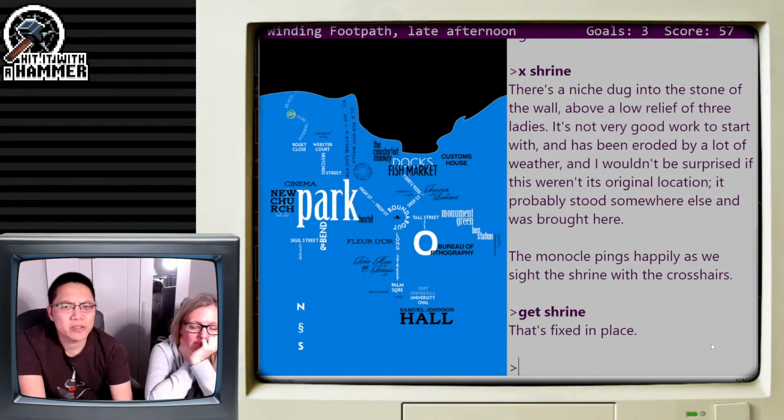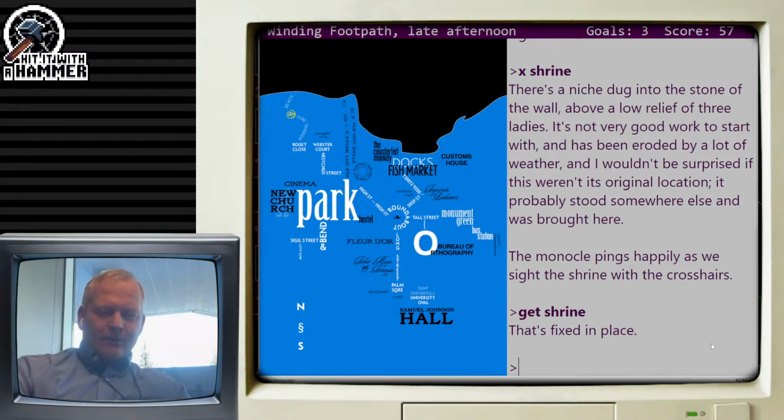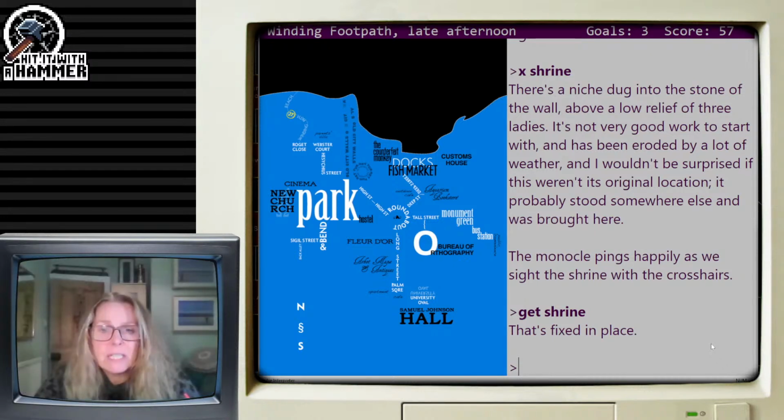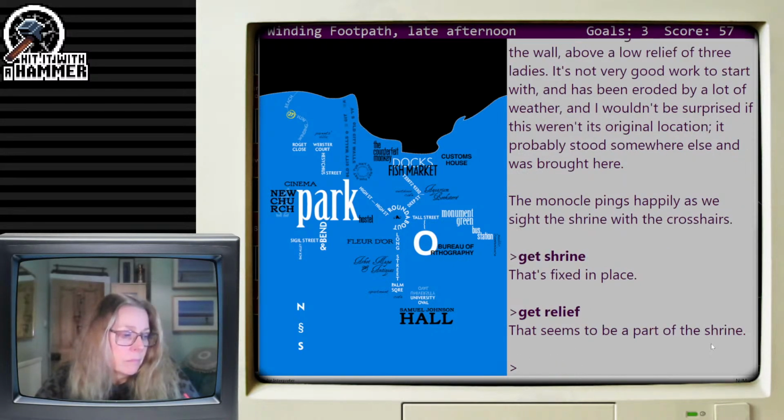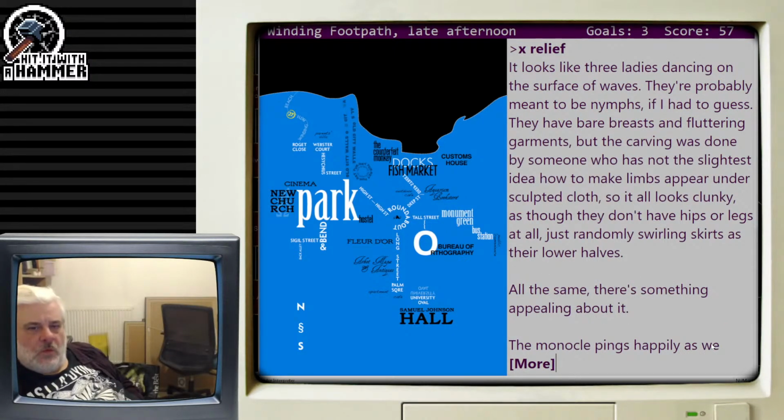So it seems like we can put things into the shrine. It does. We would have to give it some kind of offering, wouldn't we? You can't get the relief. Part of the shrine. Yeah, it's obviously carved figures on a flat. Can we turn it into shine?